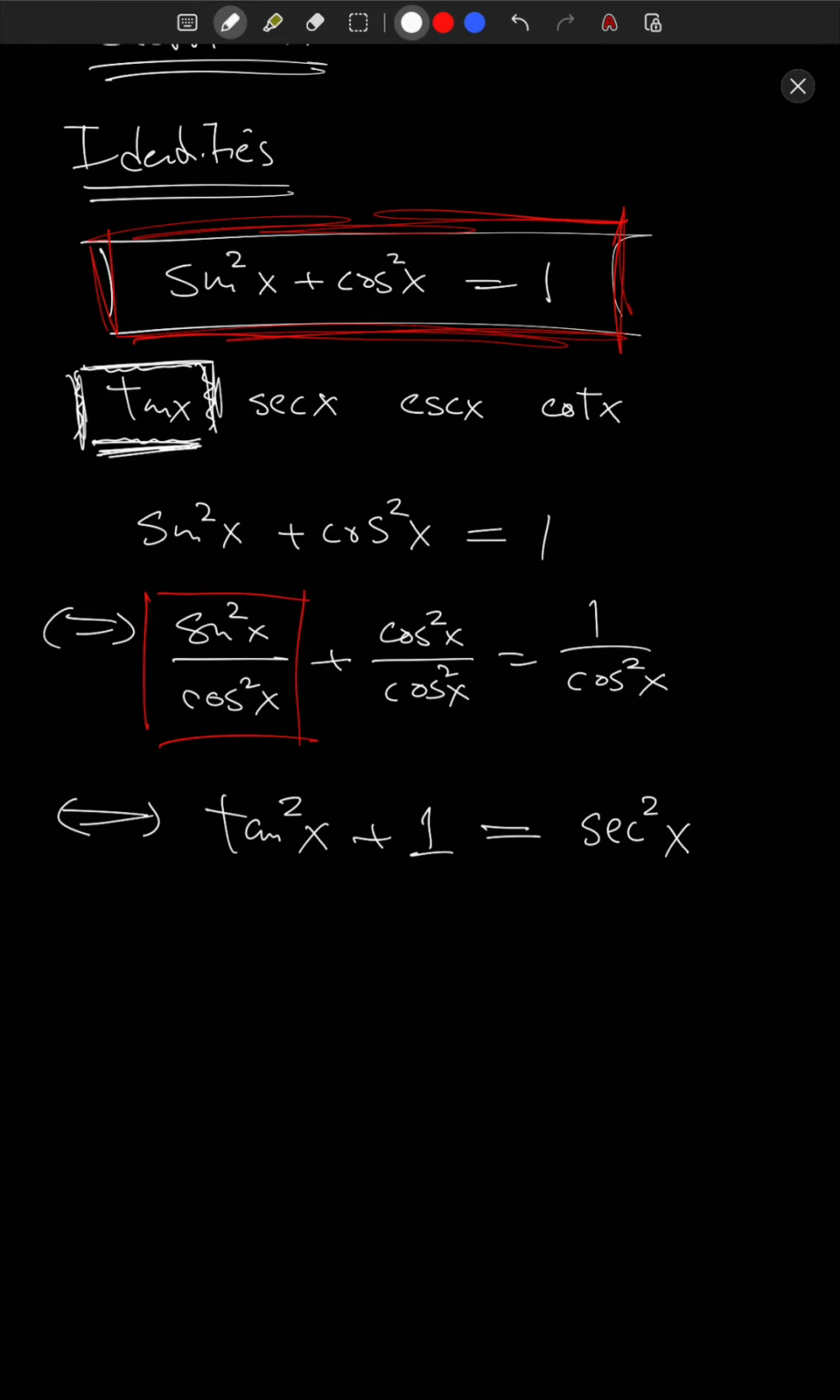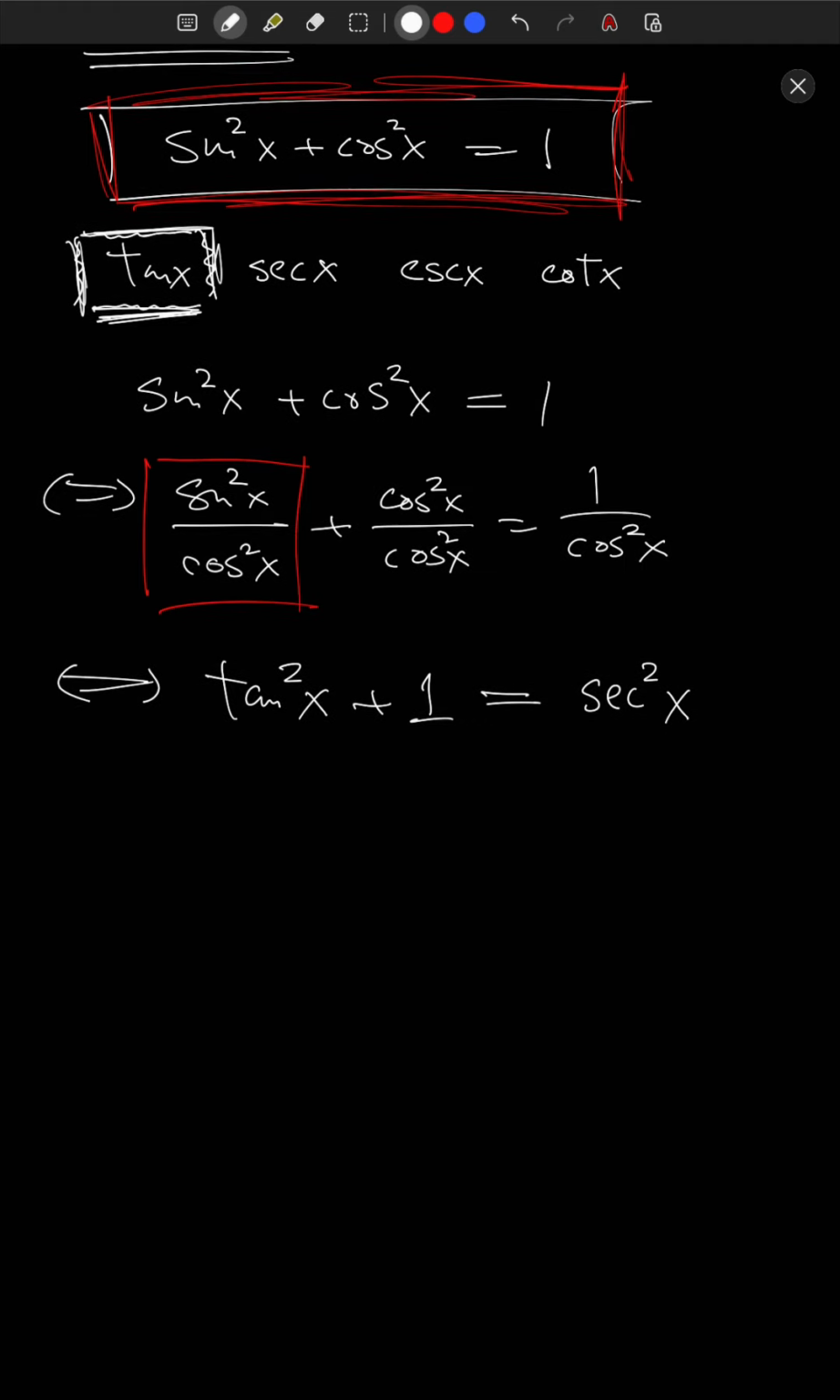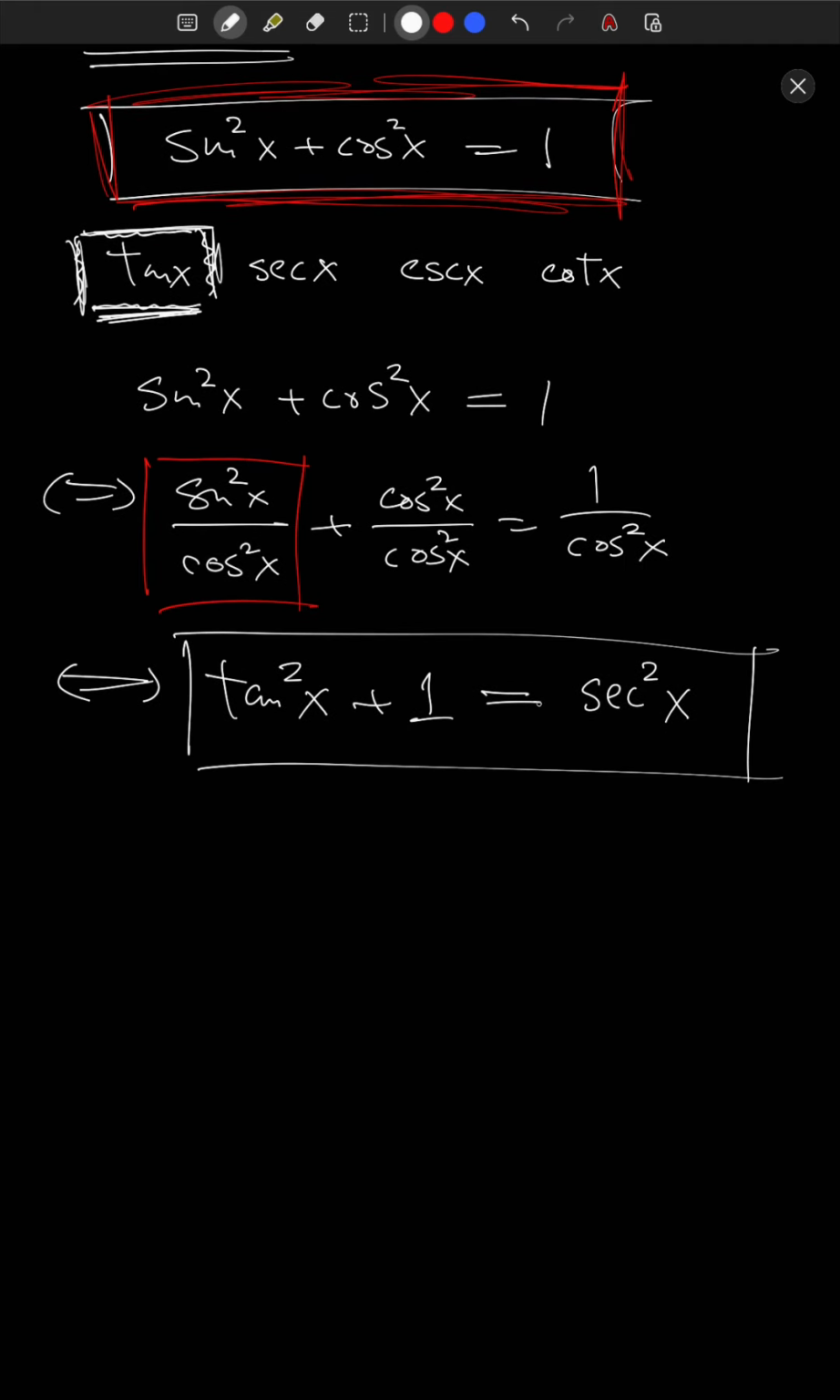Sorry, 1 over cosine is secant. So 1 over cosine squared is secant squared. So we just get secant squared. All right, so that's it. That's our identity. It relates tangent and secant.